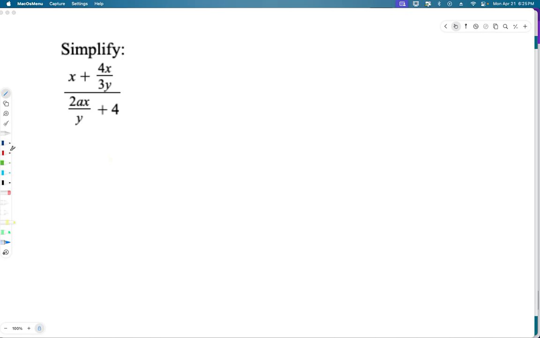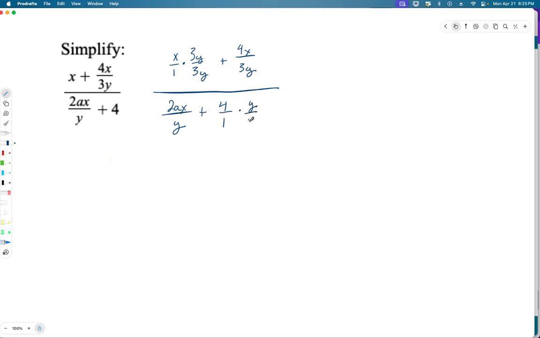Okay, so this is the last one. So the first thing we need to do is make this to where it's one fraction. So to do that, we need to get a common denominator. So I am going to use 3y as the common denominator here. So x over 1 times 3y over 3y plus 4x over 3y. On the bottom, I need to do the same thing. So I am going to use y as my common denominator. So I have 2ax over y plus 4 over 1 times y over y.